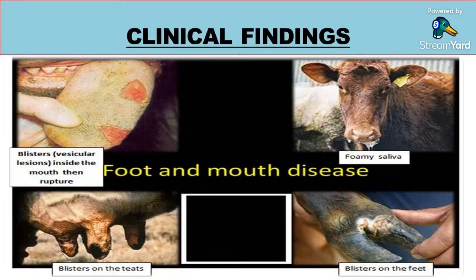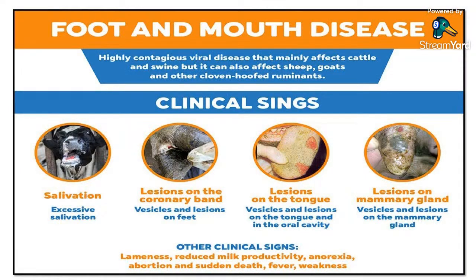Foamy salivation is there. Blisters appear on the teeth and on the feet also. These are the main clinical signs. Excessive salivation, ptyalism is there, slobbering, we can say. Lesions are present on the coronary band. Lesions are present on the tongue. Vesicle formation, ruptured vesicles are there. And on the mammary gland, you can see the clinical signs. The lesions are present, the blisters are present.